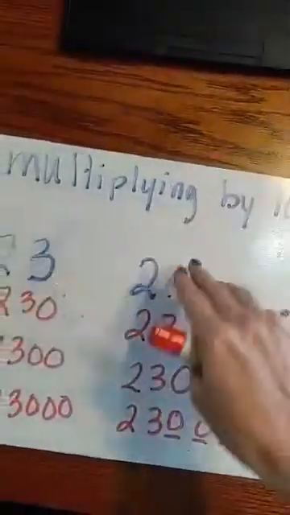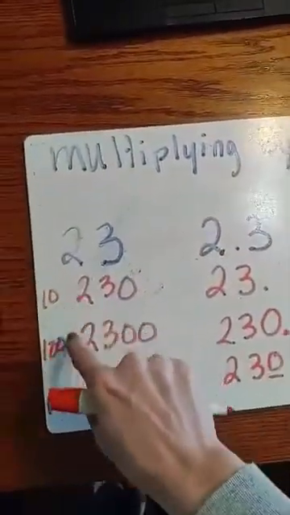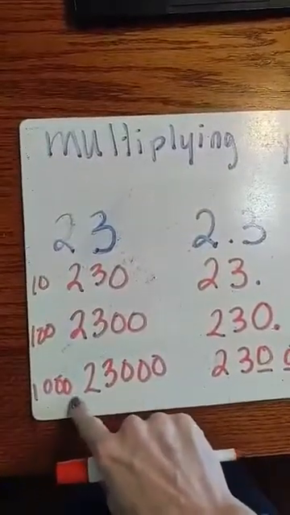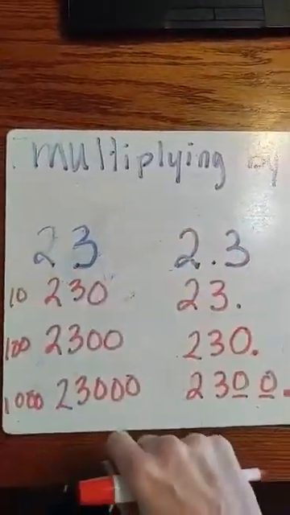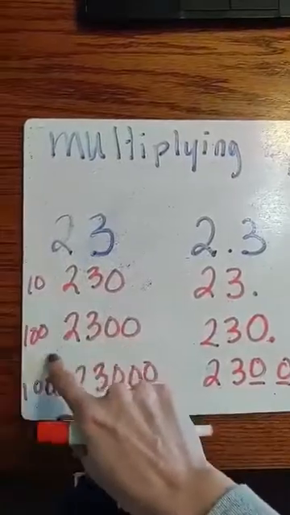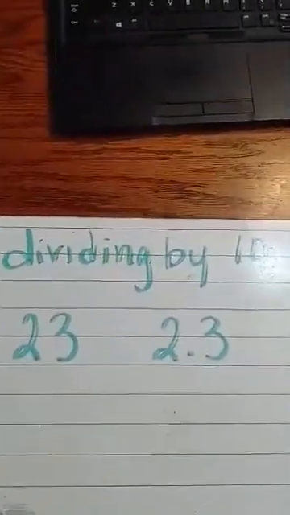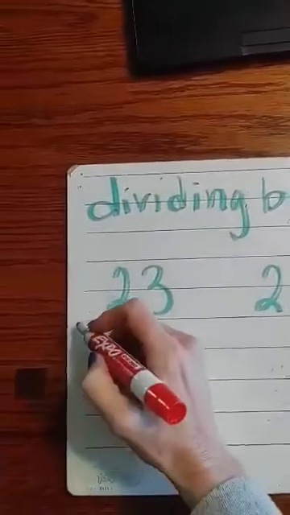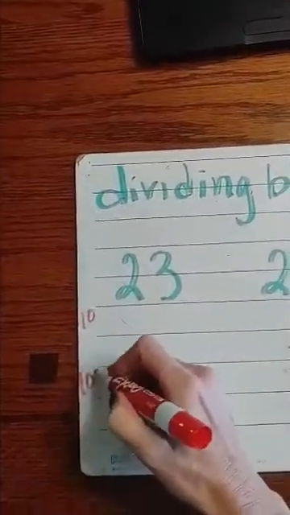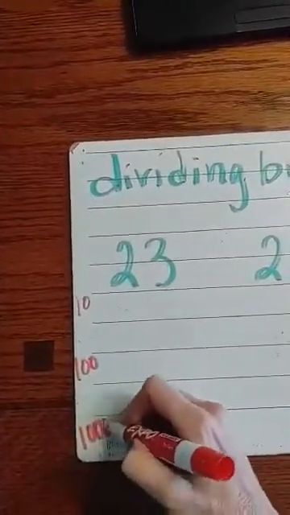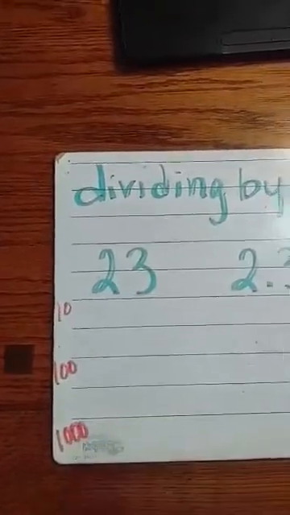Okay? So remember, the key when you're multiplying by 10, 100, 1,000, 1 with a bunch of zeros, is we're going to get a bigger number. And we're going to move that decimal however many zeros we have. Okay, so now dividing, okay, we know when we divide, we get a smaller number. So that's the key to remember here is we're going to get a smaller number. And just like before, we're going to move the decimal based on our zeros.